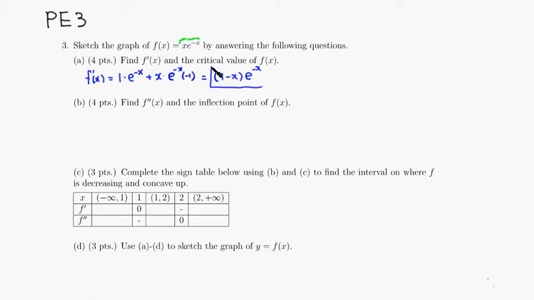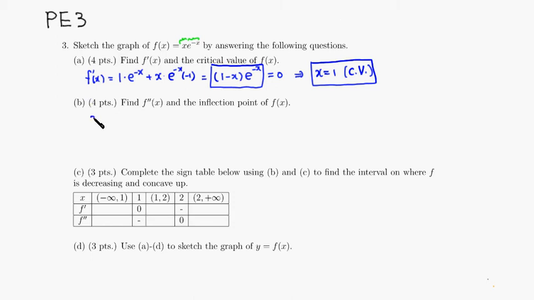To find the critical number, we set this equal to 0, and you can see that x equals 1 is the critical number, the critical value. And for part B, we just take another derivative.